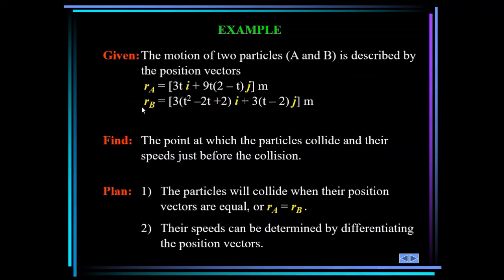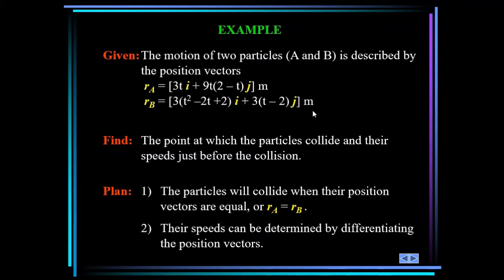Now, the position vector they give us for particle B is given by this expression here of 3(t squared minus 2t plus 2) in the i hat direction, plus 3(t minus 2) in the j hat direction, still in units of meters. So that's our given information right there.